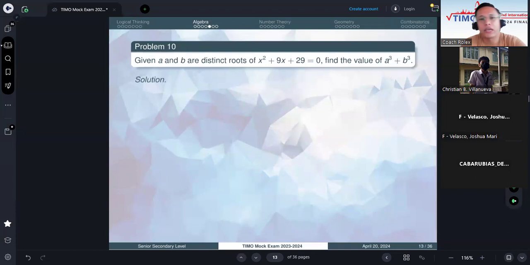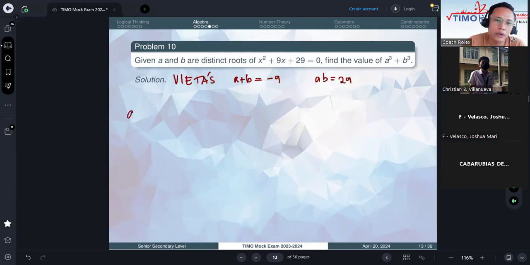Problem number 10, given a and b distinct roots of x squared plus 9x plus 29 is equal to 0. We need to find the value of a cubed plus b cubed. For problems like this, we will always use Vieta's formula, which tells us that if you have a quadratic equation, the sum of the roots is simply equal to the negative coefficient of the second term. So we will have -9. And the product of the roots, ab, is the last term, which is equal to 29.